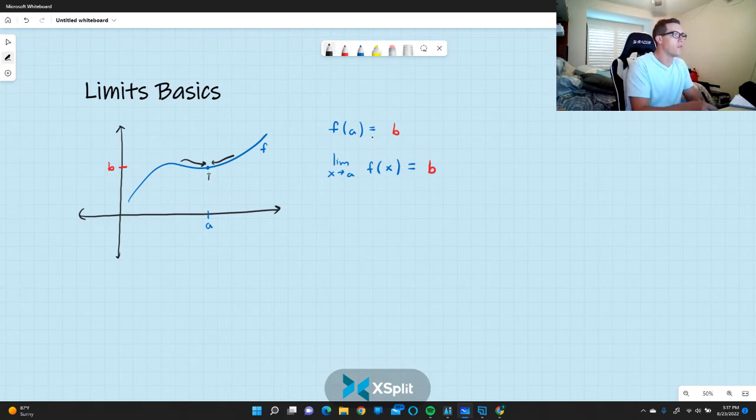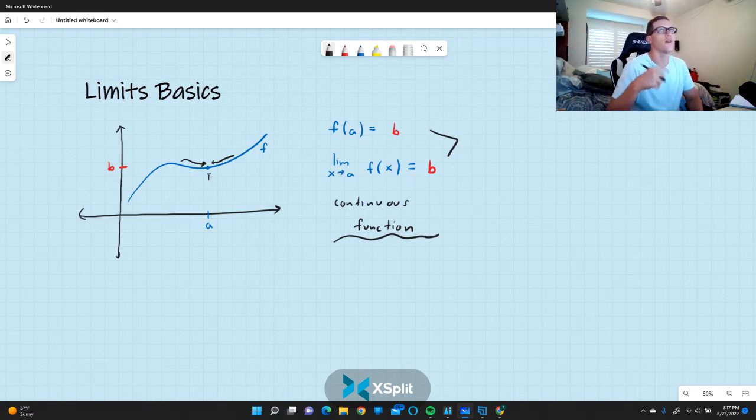This happens a lot. When there's nothing funny going on, when you have a completely continuous function, then the limit is going to equal the function value. So in a continuous function, this is always true. If the function is continuous, then the limit and the function always equal each other at any x value you choose. So that's the most boring case. What happens when things get a little more interesting?